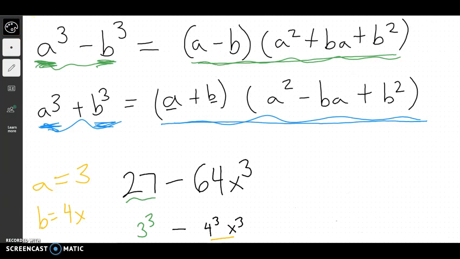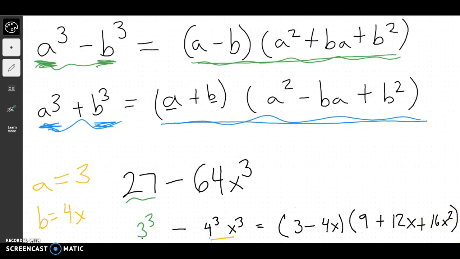And again, we're going to use the formula that we have. So this thing would come down to a, which is 3, minus 4x, because that's our b. A squared is 9, plus b times a, well, that would be 4 times 3, which would be 12x, plus b squared, which would be 16x squared. And again, this would be our final answer.